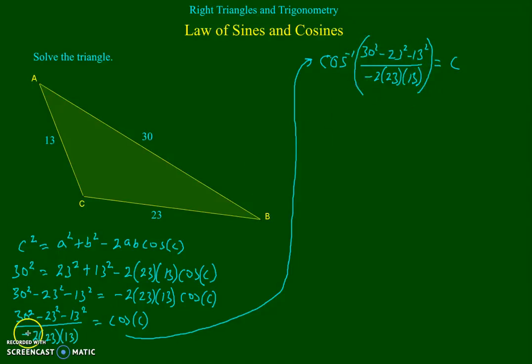So what I did is I took the arc cosine of both sides. Arc cosine canceled out cosine and gave me C on the right, and the arc cosine of this side is this over here. Now this is what I'm going to put in my calculator. So let's go ahead and pull up our calculator.